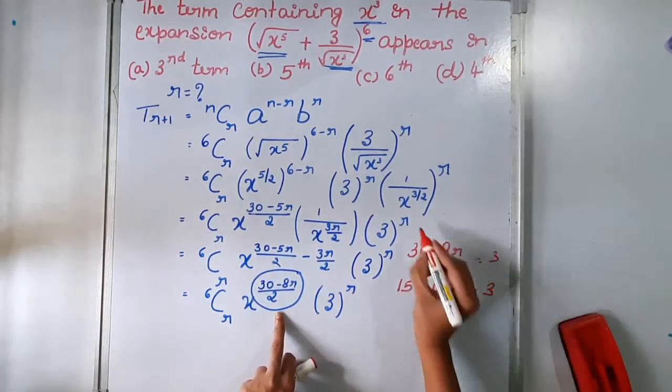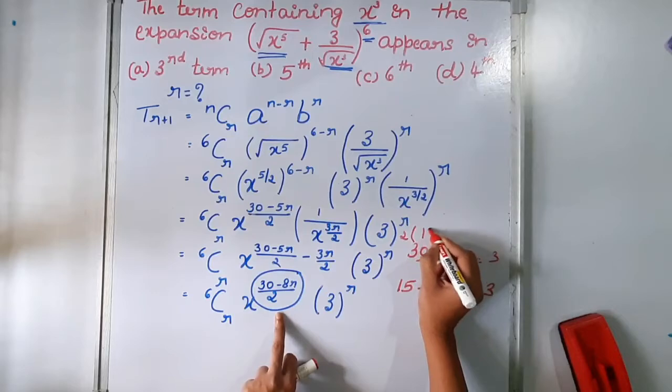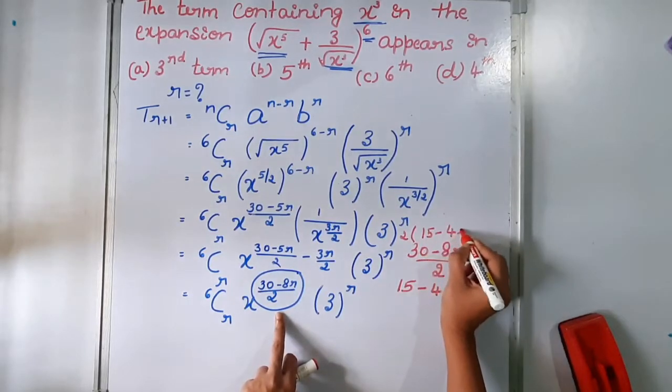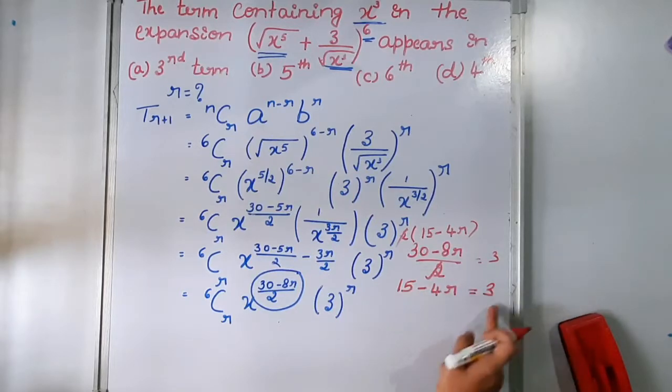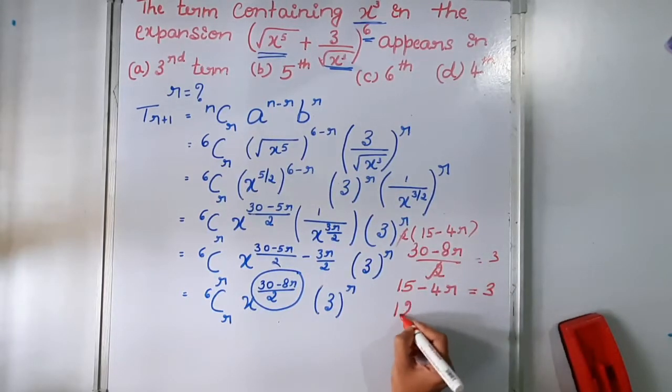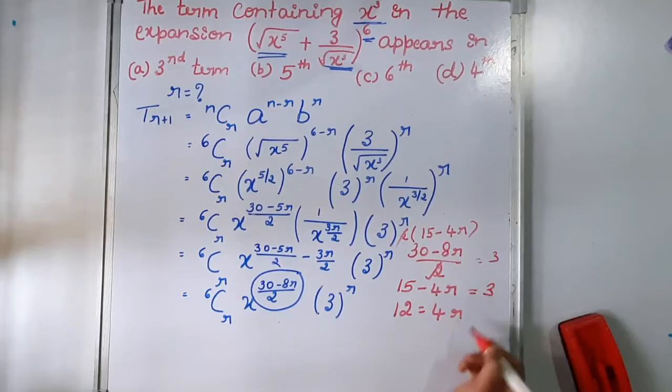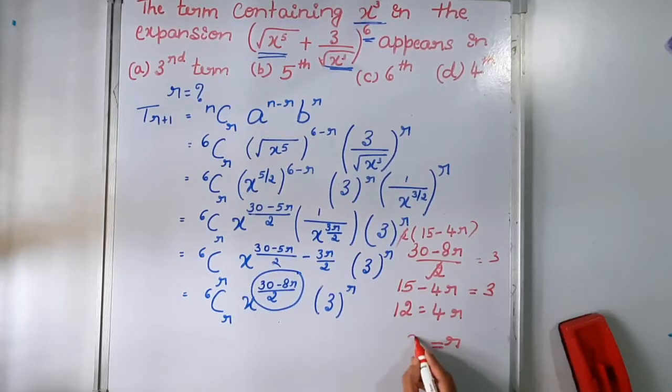So here 2 and 2 will get cancelled. Is it clear? I'll take 2 common so that it is 15 minus 4r. So this and this will get cancelled. So now we'll simplify. 15 minus 3 will be equal to 12 is equal to 4r. So the value of r is equal to 3. Yes, so r is equal to 3.